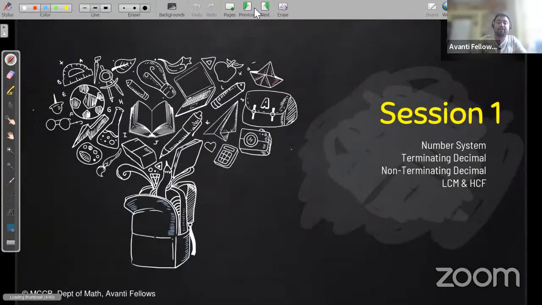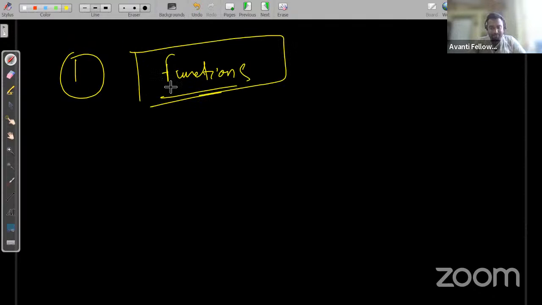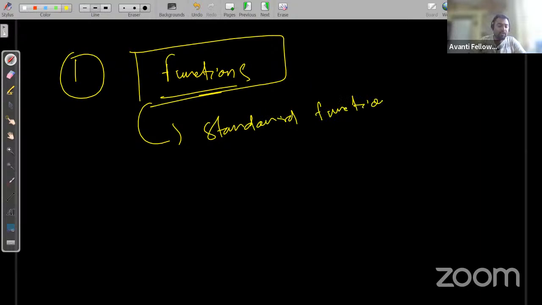We'll learn about the function. It is the most important thing in mathematics. In mathematics, the most important thing is function. If you don't know function, then in mathematics you know nothing, right? Function will be useful in physics also. In physics and chemistry also you will use functions. We'll see some standard functions also.